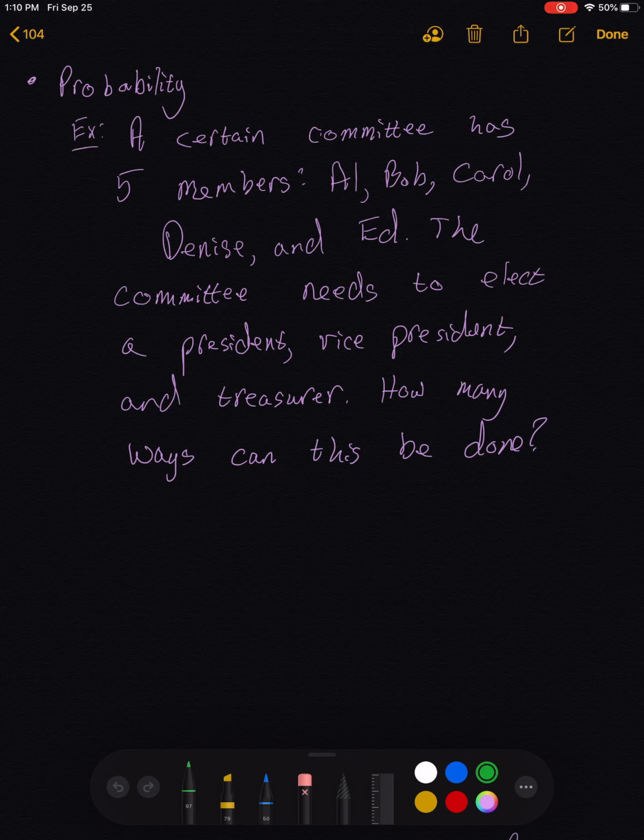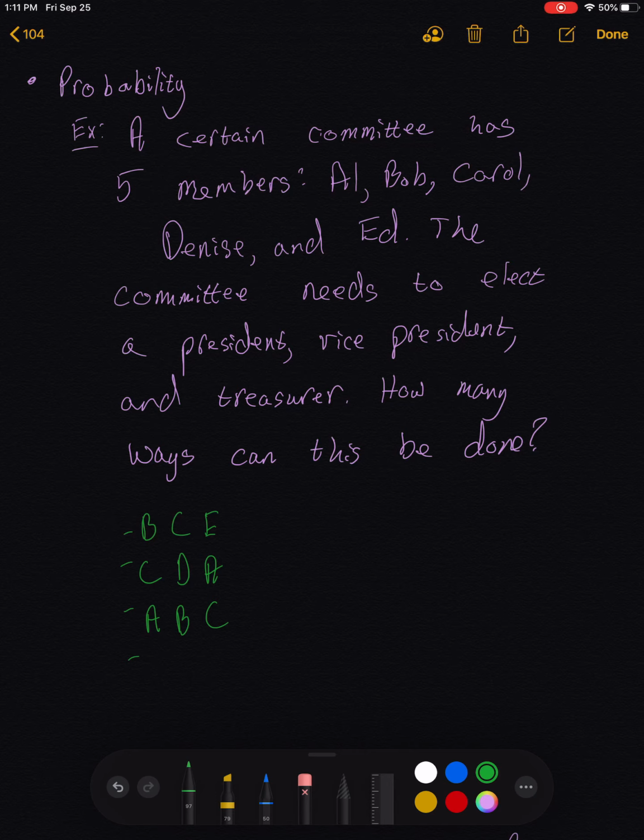So for starters, just to give some examples of what our selections might look like, we could let Bob be president, Carol be vice president, and then Ed be treasurer. So BCE for Bob being president, Carol being vice president, Ed being treasurer. This would be one selection. Or Carol is president, Denise is vice president, and Al is treasurer, CDA. Or Al is president, Bob is vice president, and Carol is treasurer, ABC. When we say how many ways can this be done, we're asking how many different options like this can we find for a president, vice president, and treasurer.